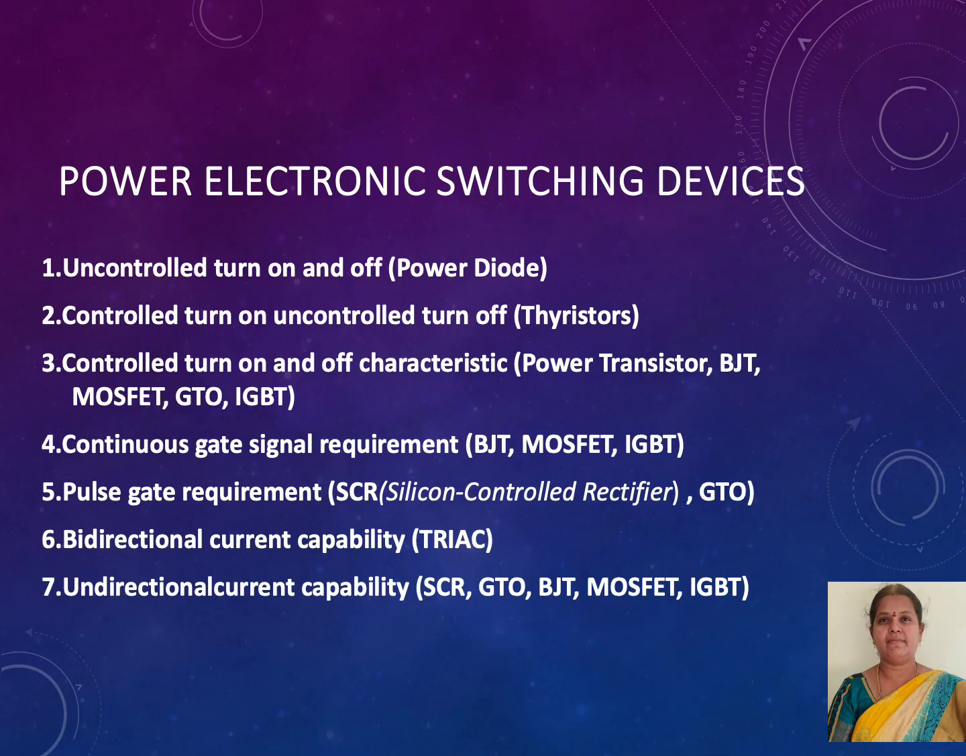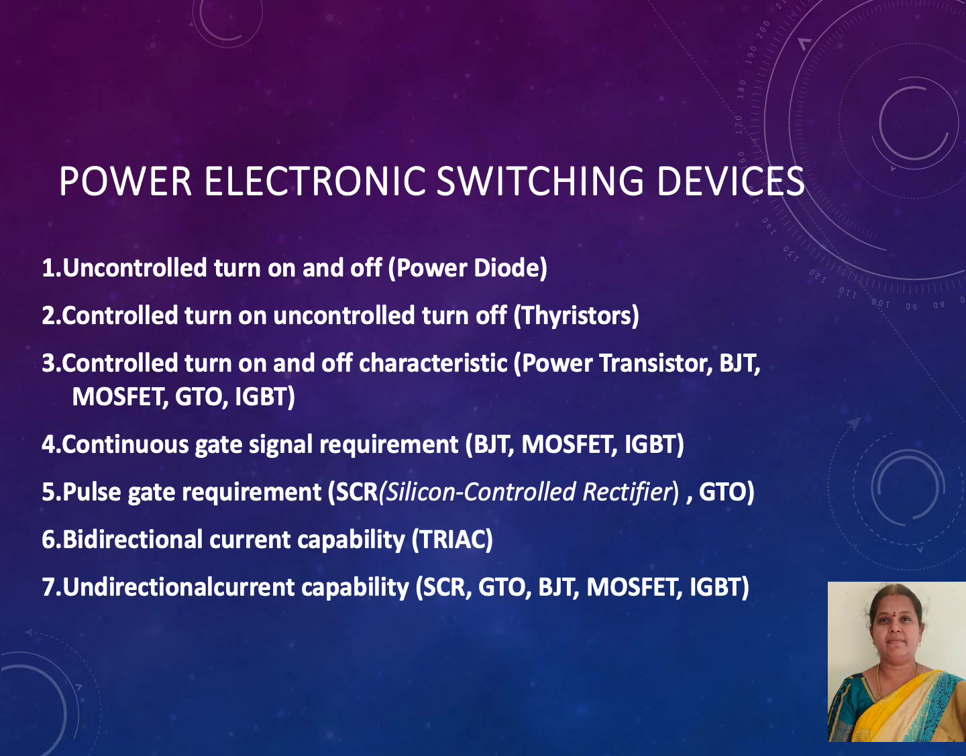Devices like BJT, MOSFET, IGBT all have a continuous gate signal requirement. That means the gate signal should be continuously there. The control signal should be continuously present, then only the device will be on. But in case of a thyristor or SCR, when the thyristor is turned on with the gate pulse, even if you remove the gate pulse, it will stay in the on condition. And we can say they have a pulse gate current requirement, SCRs and GTOs.